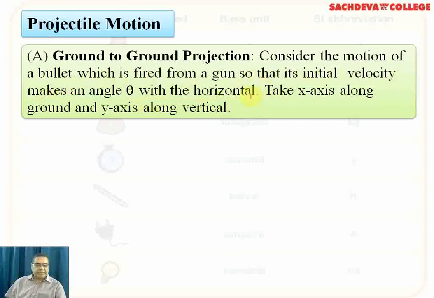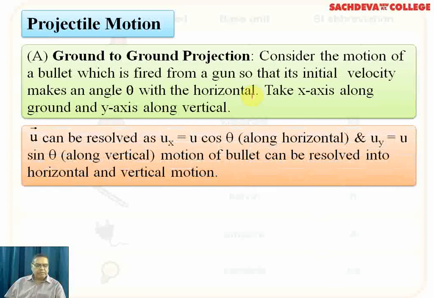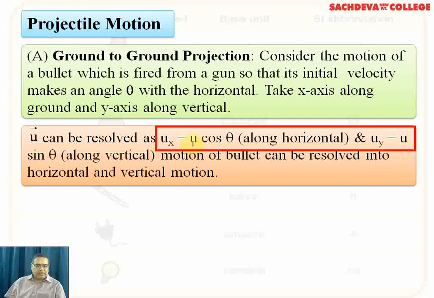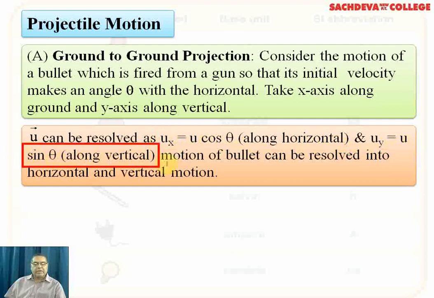If the initial velocity is taken as u and the angle of projection is theta, then the horizontal component will become u cos theta and the vertical component will become u sin theta. U can be resolved as ux and uy. Ux will be u cos theta, along the horizontal direction, and uy will be u sin theta along the vertical direction. Therefore, the velocity of the bullet can be resolved into horizontal and vertical components. The horizontal component of initial velocity is u cos theta, and the vertical component of the initial velocity is u sin theta.